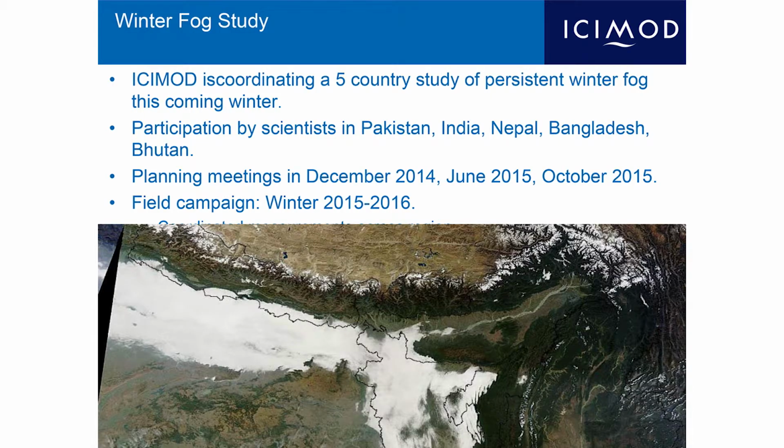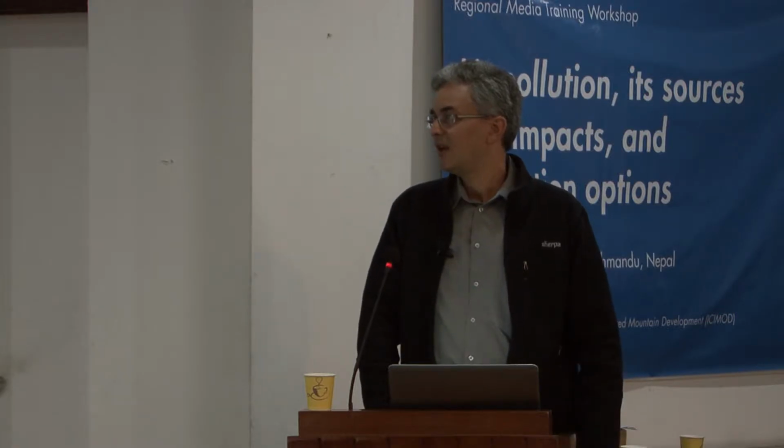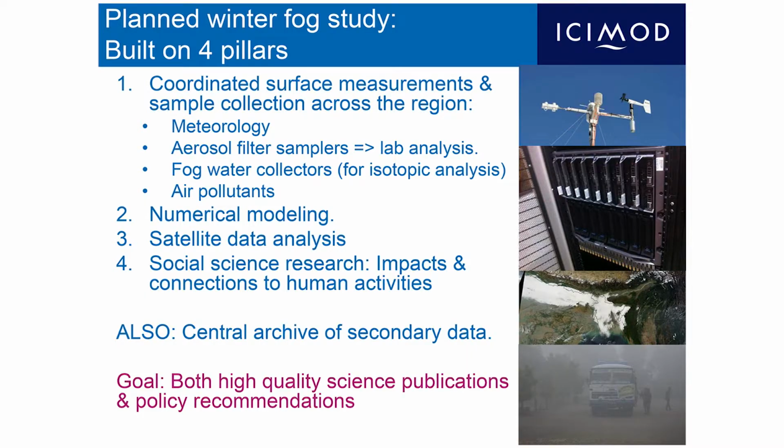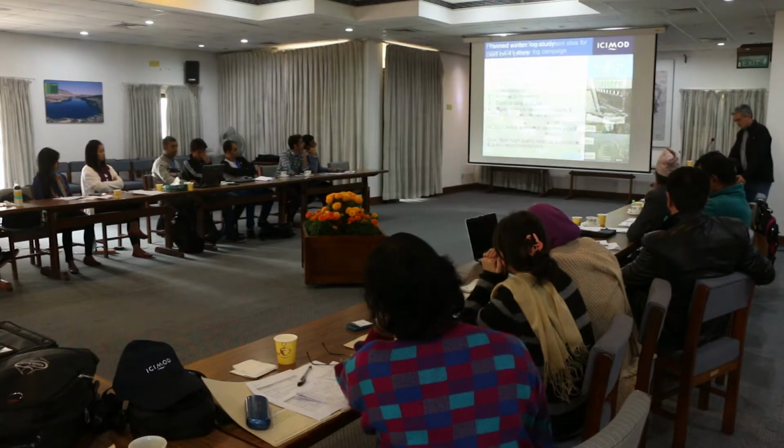So I mentioned briefly yesterday about the winter fog study that we're planning to do. It's a field campaign, but also more than just the field component itself. We'll have coordinated measurements across the region, as well as numerical modeling, which Bhupesh explained, using satellite data, and then engaging social scientists to understand better the impacts and connections to human activities. Our hope is both to come up with high-quality science publications, but also policy recommendations, like I mentioned yesterday. If there are specific activities that are contributing to the fog, what are they, and how do we reduce those?